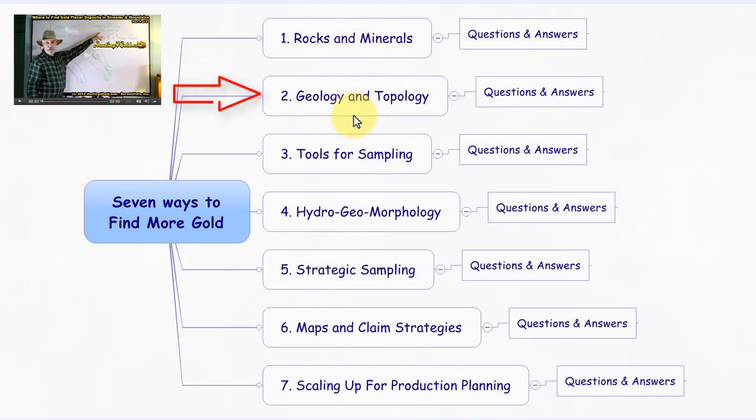Then we covered geology and topology, topography to be precise, but we refer to it as topology. That's the overarching theme of patterns and maps, graphs in math. But topography is how you graph those onto a map to show the graphic nature of your topography. So that's the second thing we discussed. Recently we've talked about tools for sampling and how that all ties together. We're about to talk about hydrogeomorphology.